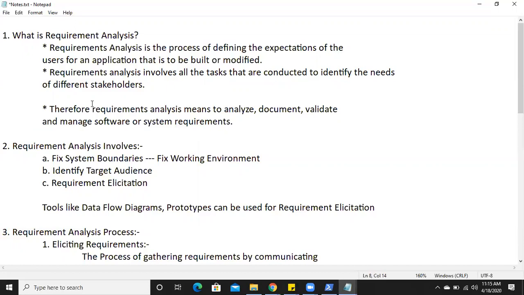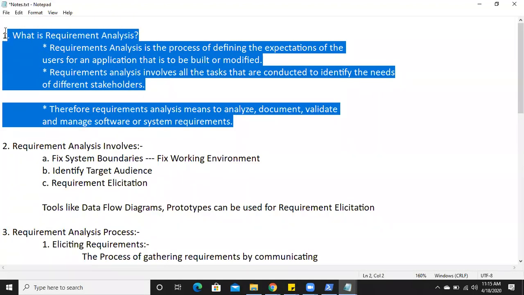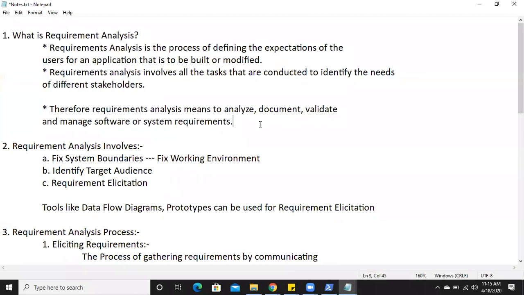As I already mentioned, it is a process in which we first analyze, we document, then validate whether it is correct or not, and after validation we manage, or we start working on all those requirements. I guess this is all about requirement analysis. You have gone through the overview. Now we make a deep dive into requirement analysis.